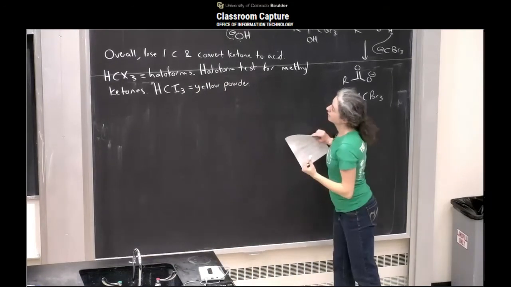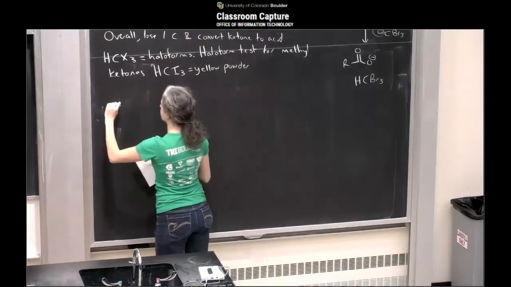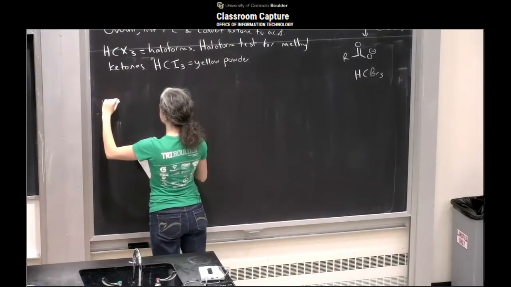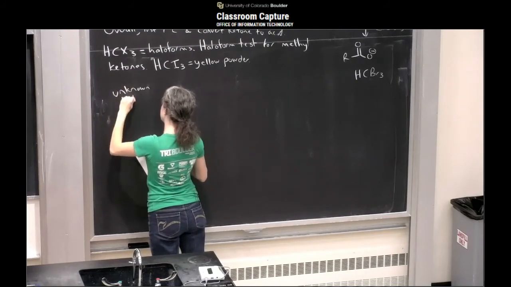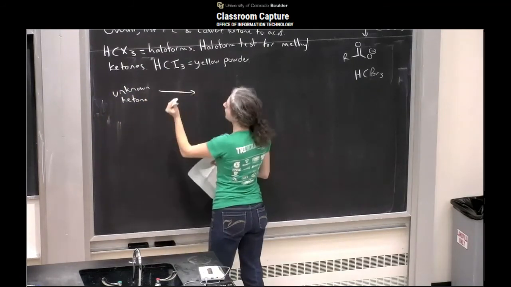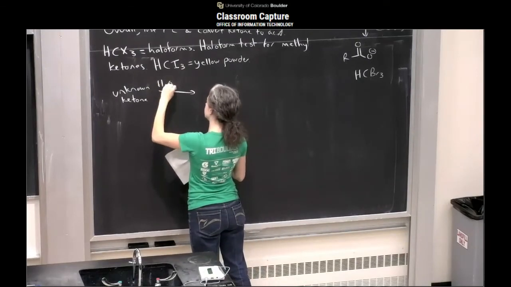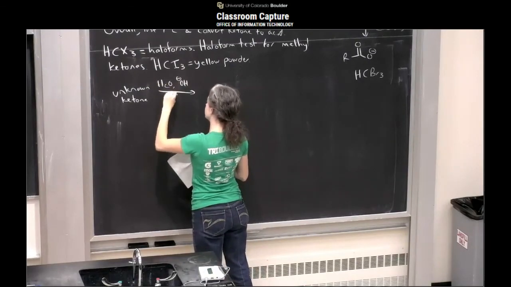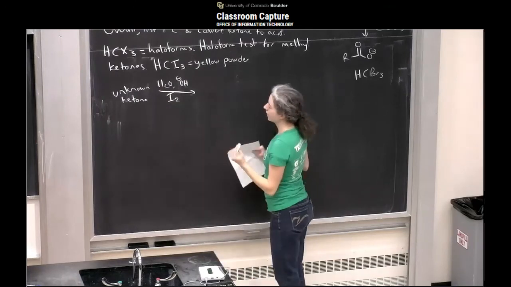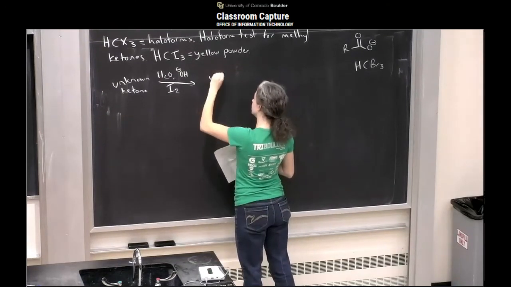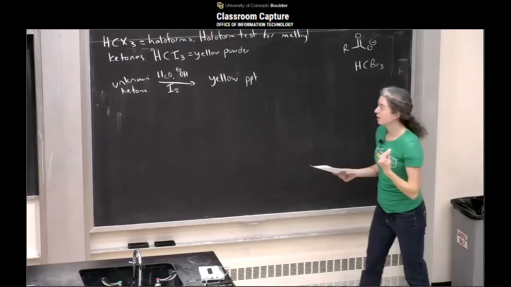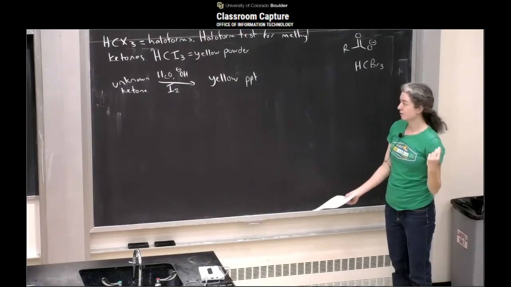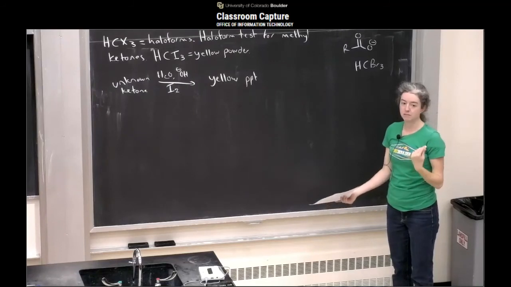And so if you do this reaction with some unknown ketone, and you use iodine as your halogen, and you get a yellow precipitate coming out of the reaction, then that tells you that your unknown ketone, whatever it is, one side of it must be a methyl group.